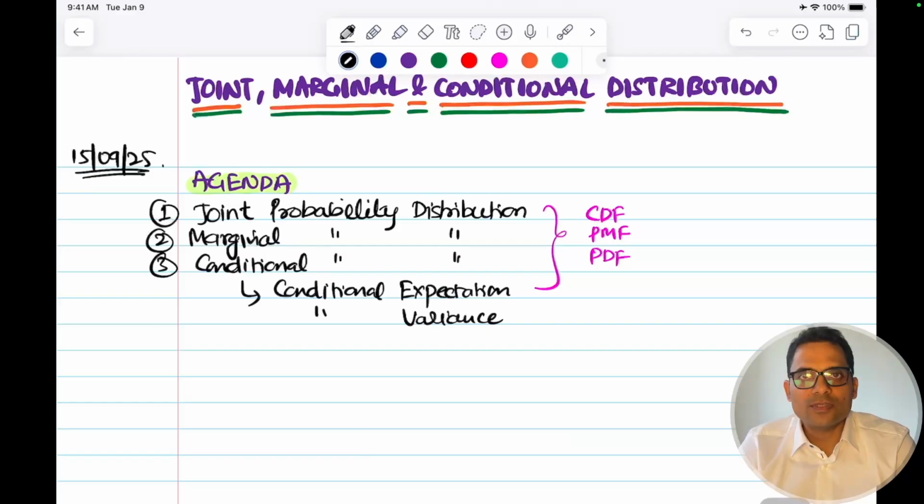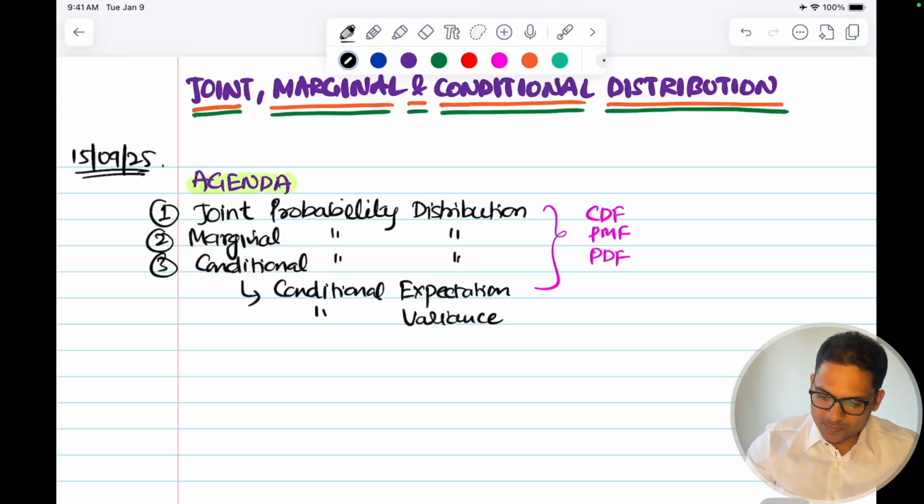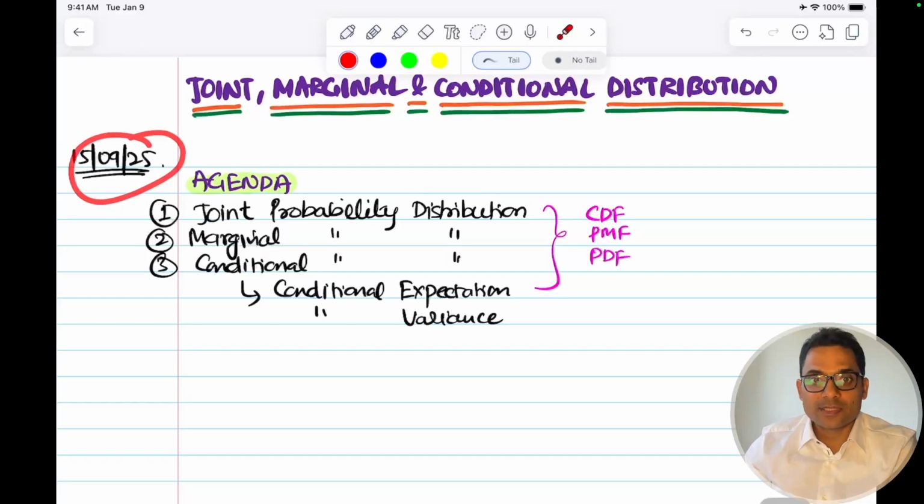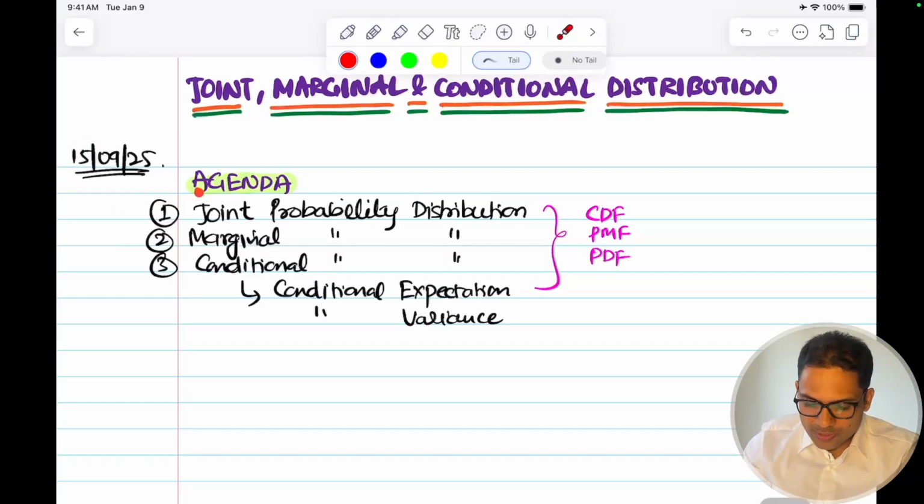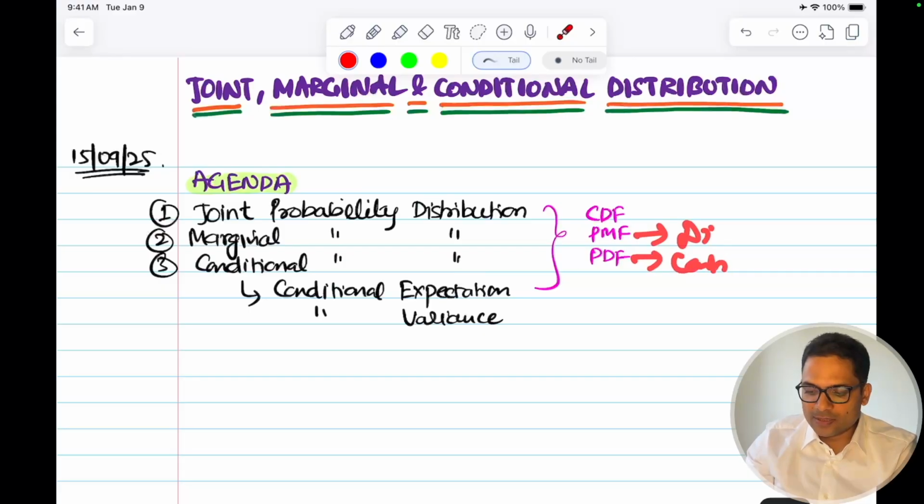In this video, we are going to understand joint, marginal and conditional probability distributions. Let's set up the agenda. As you can see, I hope the screen is visible. Today we'll discuss joint probability distribution and the CDF, PMF, PDF. This will be for the discrete case, and this is for the continuous case. We know all this from the previous classes.